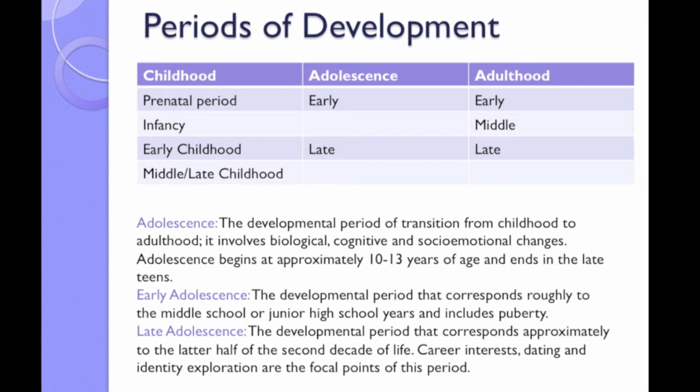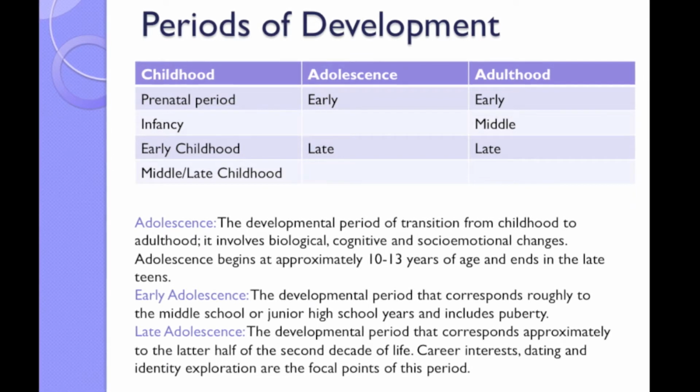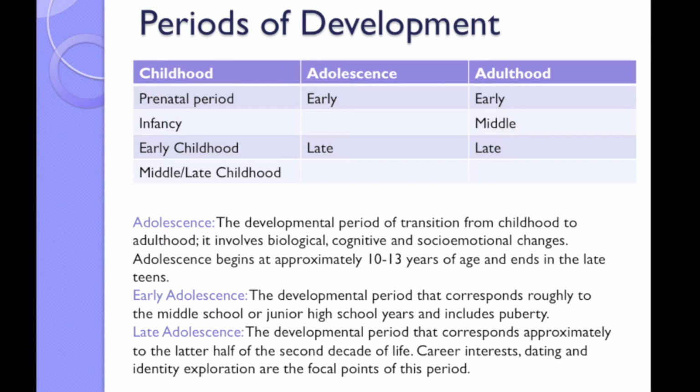Developmentalists typically describe adolescence in terms of early and late periods. The early period corresponds roughly to the middle school or junior high school years and includes puberty. Late adolescence corresponds approximately to the latter half of the second decade of life. Career interests, dating, and identity exploration are the focal points of this period.